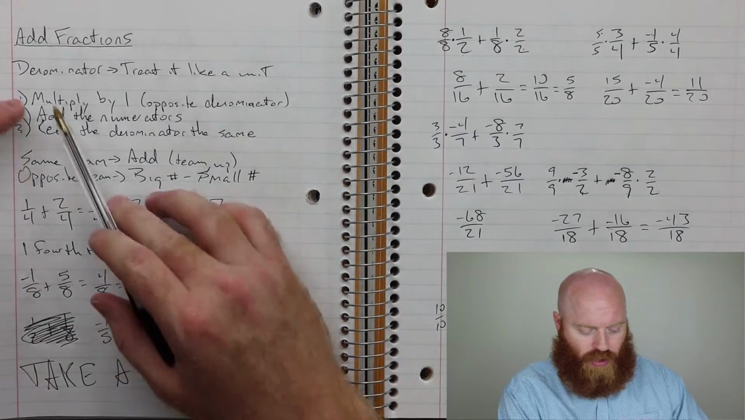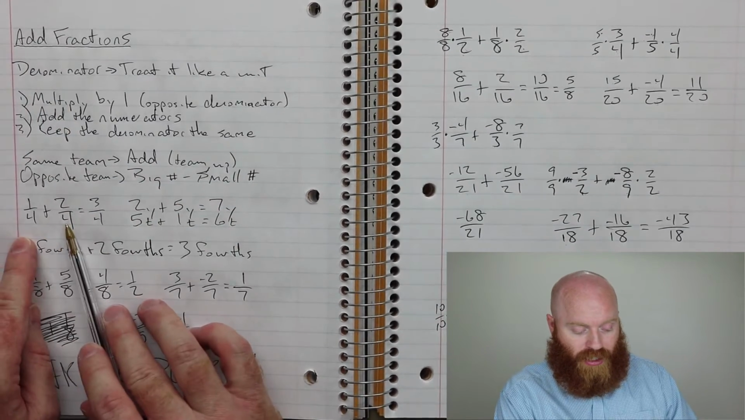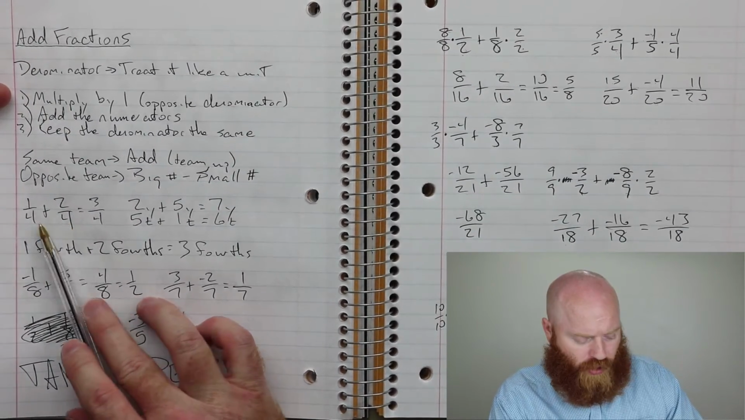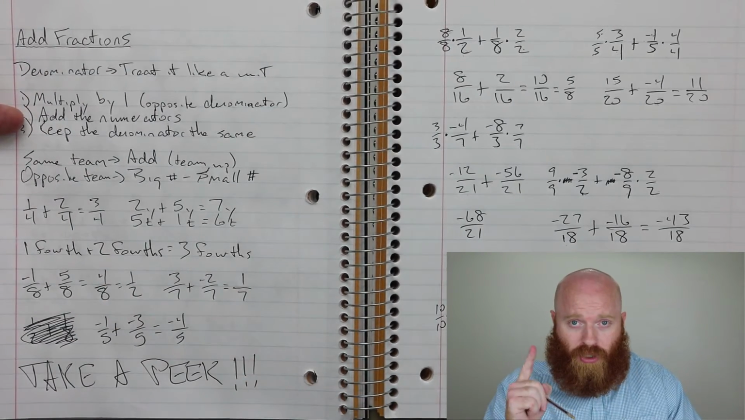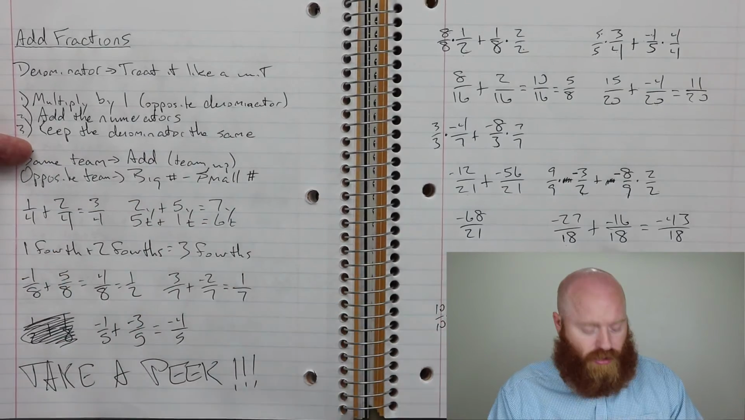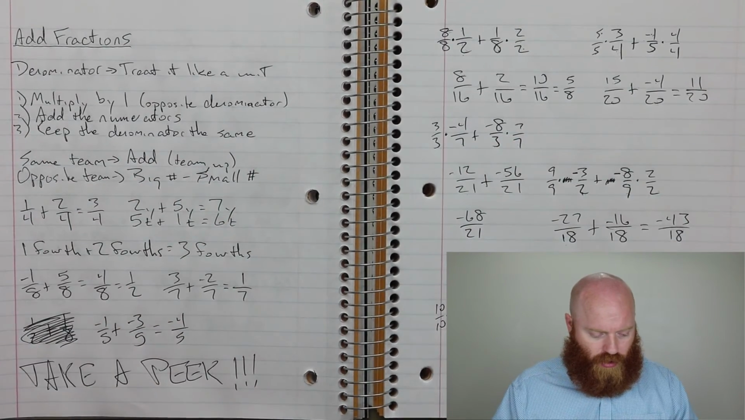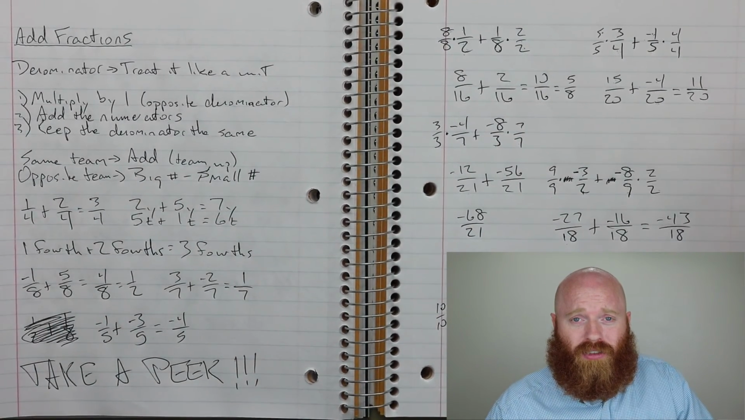Just follow these steps. These are the steps you need to do. Now, if it's already common denominators, remember you can skip step 1. And then add numerators. Numerators are the number on top, and then keep the denominator the same. And it's going to work every time. So hey, I wish you the best. Never stop learning.